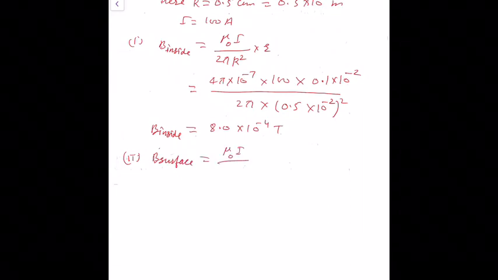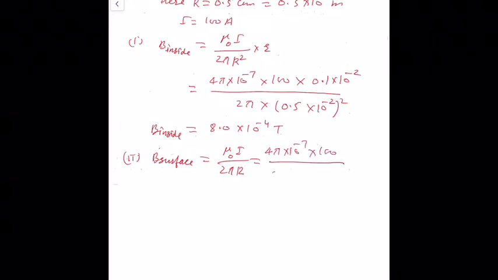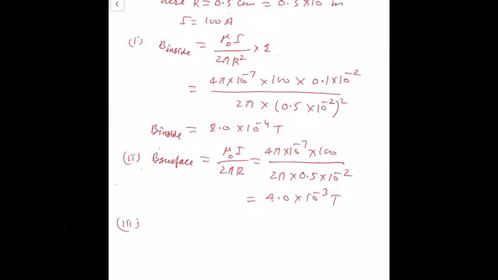Second, B surface is mu naught I upon 2 pi R. Put the value mu naught 4 pi into 10 to the power minus 7, into 100, upon 2 pi into 0.5 into 10 to the power minus 2. After calculation we will get 4.0 into 10 to the power minus 3 Tesla.